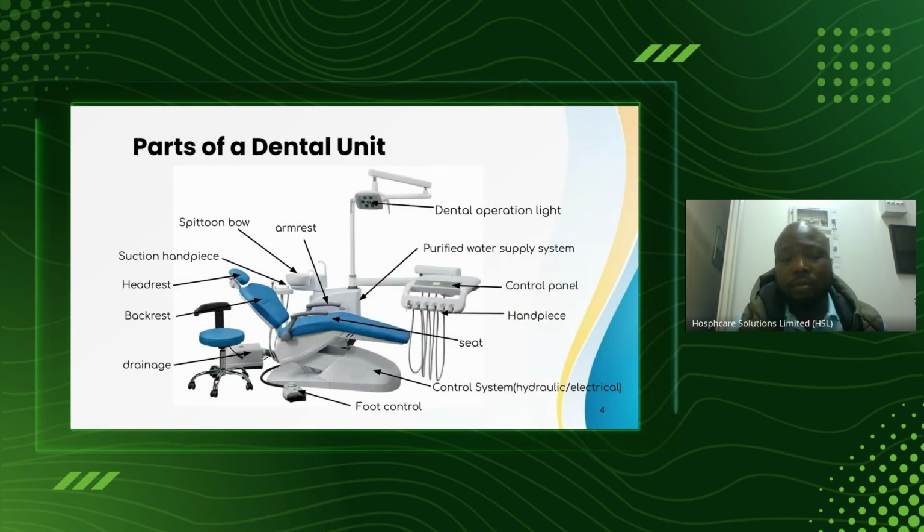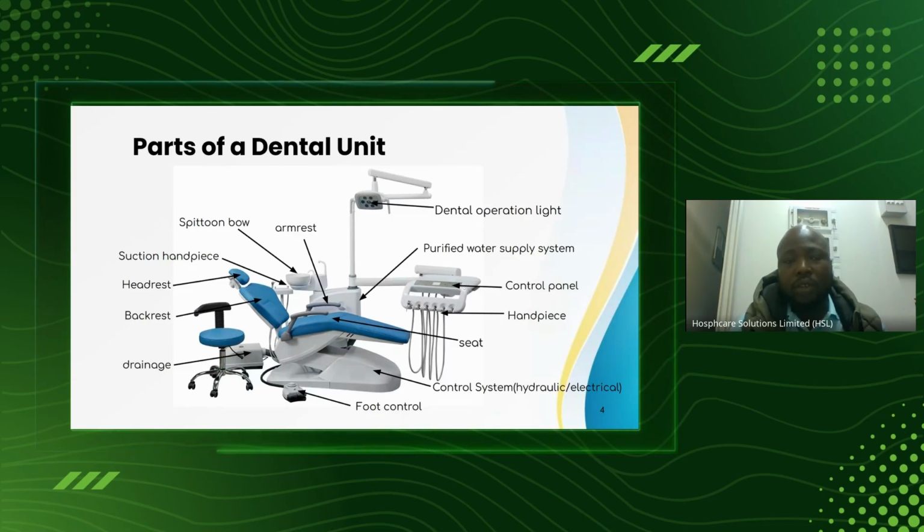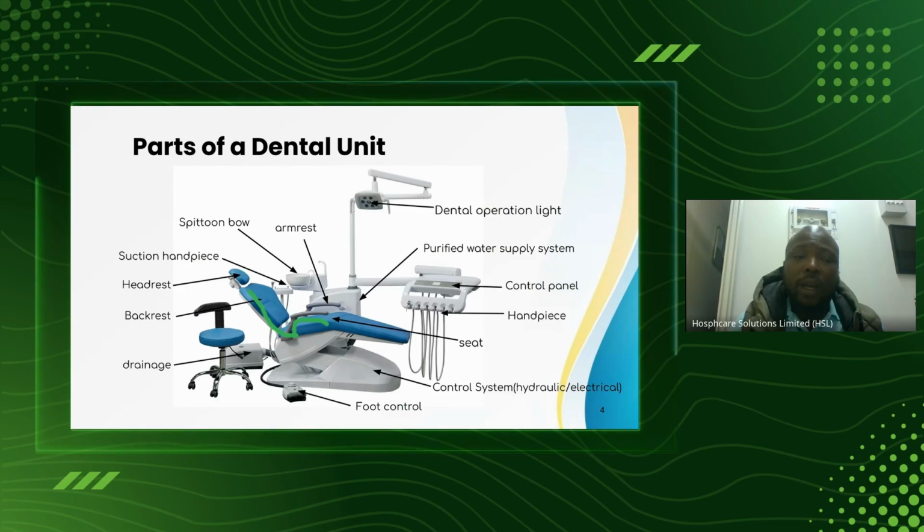So this is the standard dental unit. The dental unit comprises the dental chair, this part here is the dental chair. You have the backrest and the headrest. The backrest and the headrest comprise upholstery. Upholstery is the couch, and it's designed ergonomically for the comfort of the spine of the patient.